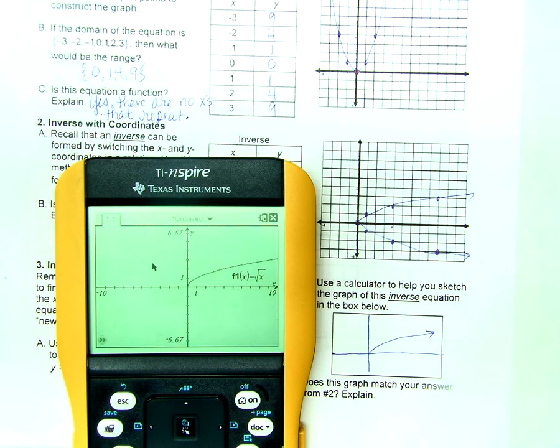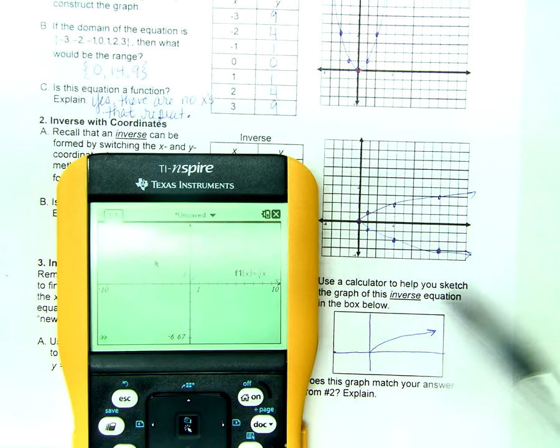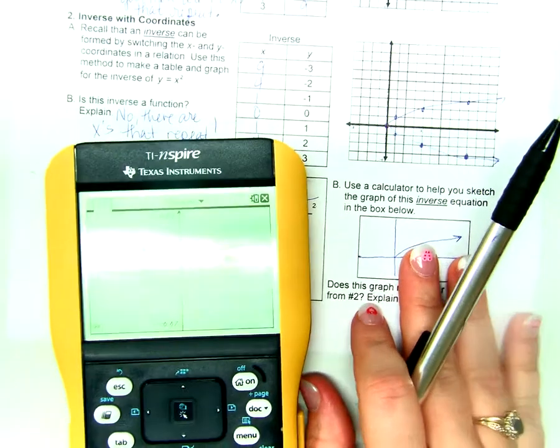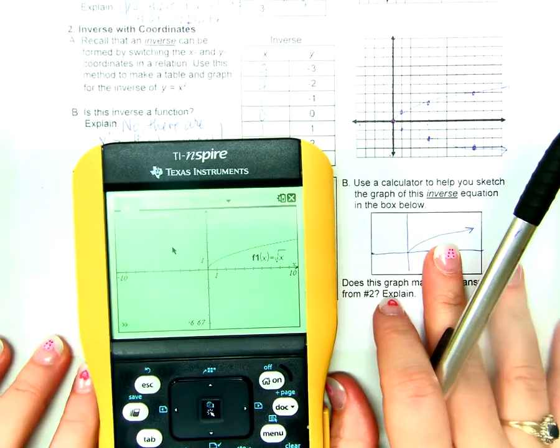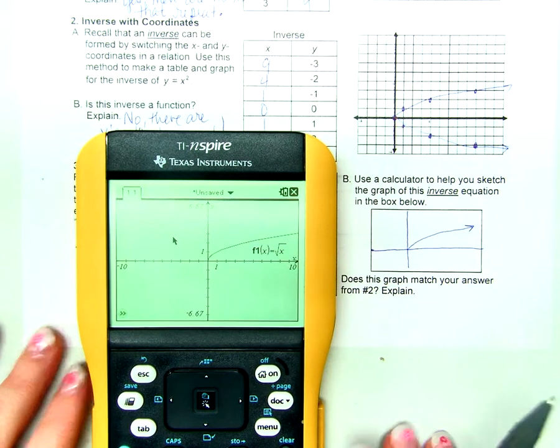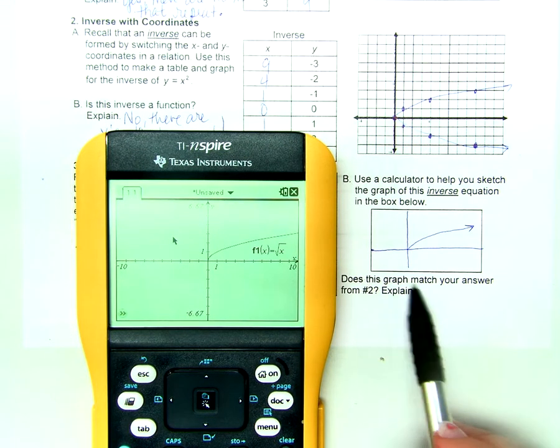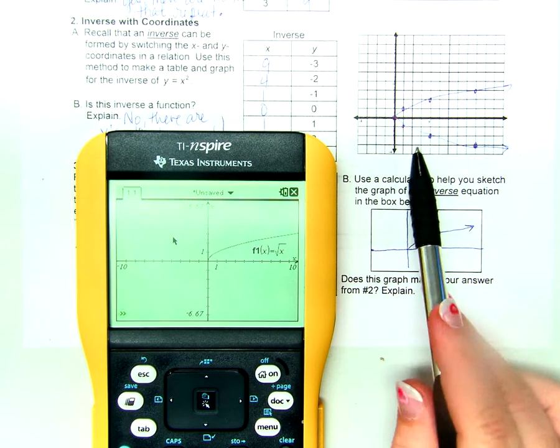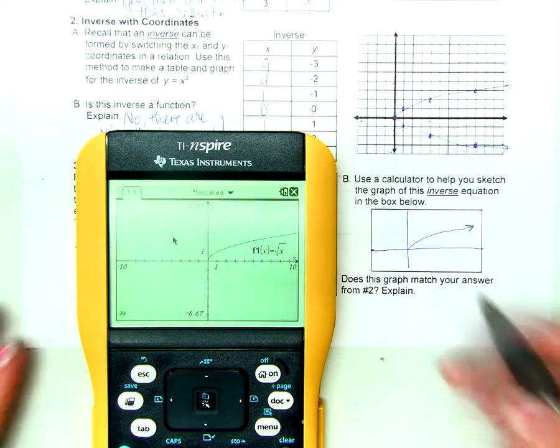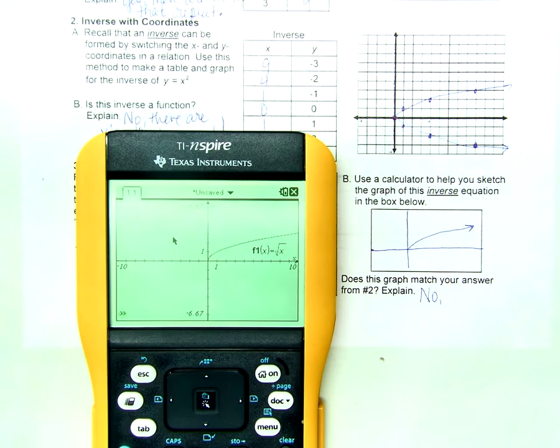Did I do something wrong? Because those two things don't look alike. Do they look alike on yours? Do they look alike on yours? No. So does this match your answer from number 2? Do these two match? No. Explain.